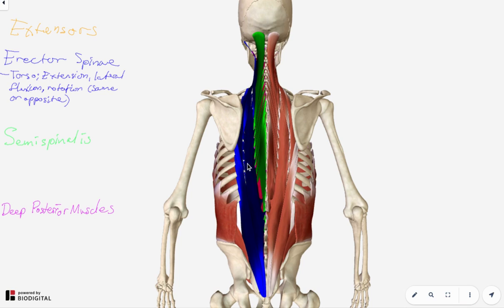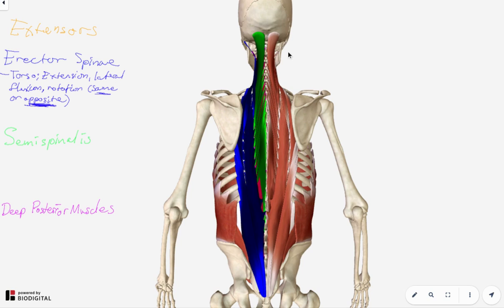So the erector spinae are part of the extensor group, so they're going to extend the spine. They also are going to laterally flex the spine to the same side, and then also rotate the spine. And because this is a big group of different smaller muscles, some of them are going to rotate to the same side and some will rotate to the opposite side. So we'll just talk about the fibers that rotate to the same side or the fibers that rotate to the opposite side. So in the erector spinae, all of them are going to extend and laterally flex the spine, and some of the fibers will rotate to the same side and some of the fibers will rotate to the opposite side. So either effect is possible with the erector spinae.